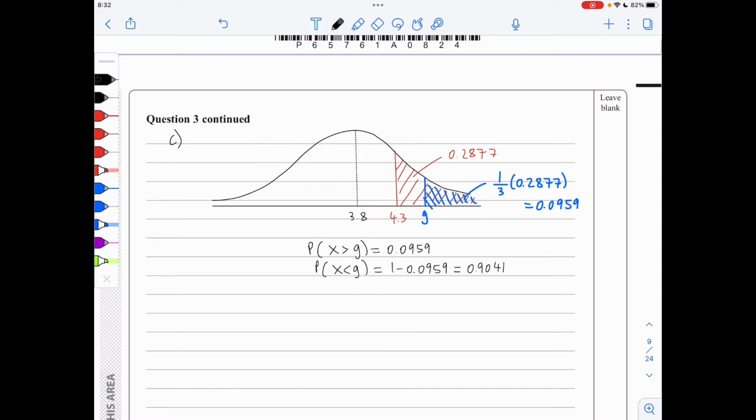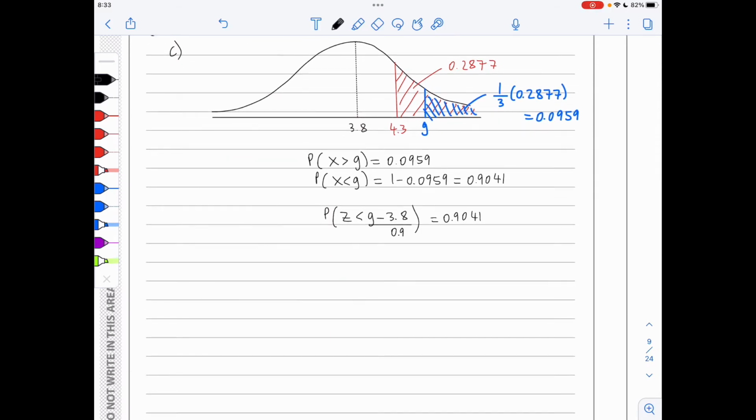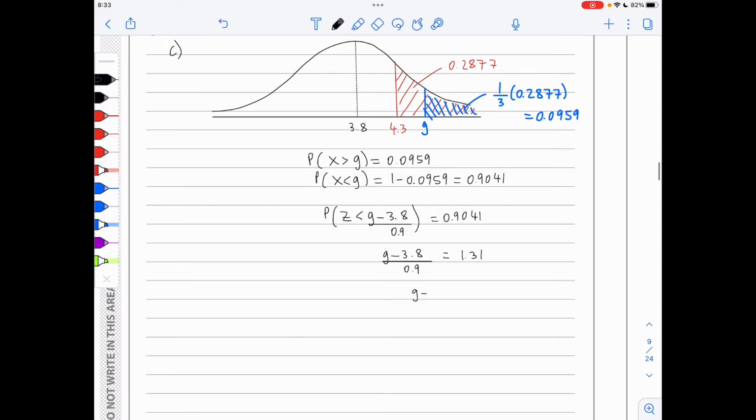I will now standardize: the probability of Z less than (g minus 3.8) over 0.9 is equal to 0.9041, and this means that (g minus 3.8) over 0.9 is equal to 1.31. So g minus 3.8 is equal to 1.179, which makes g equal to 4.98 meters.